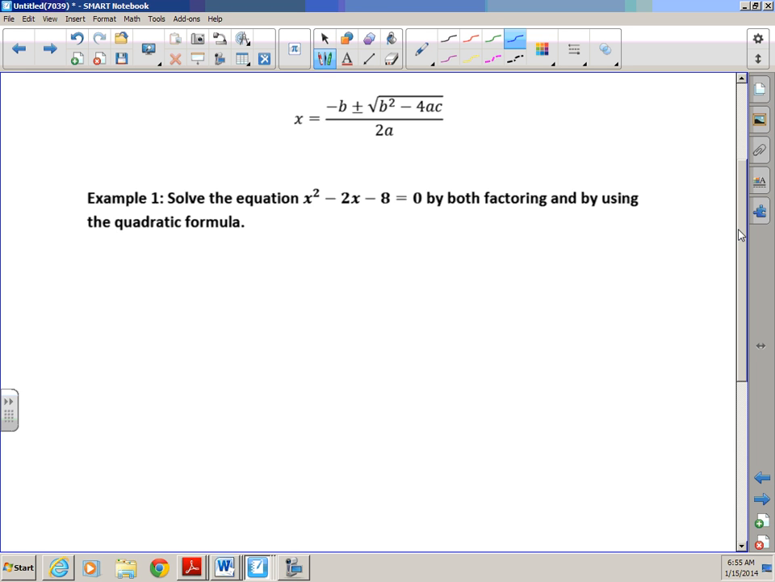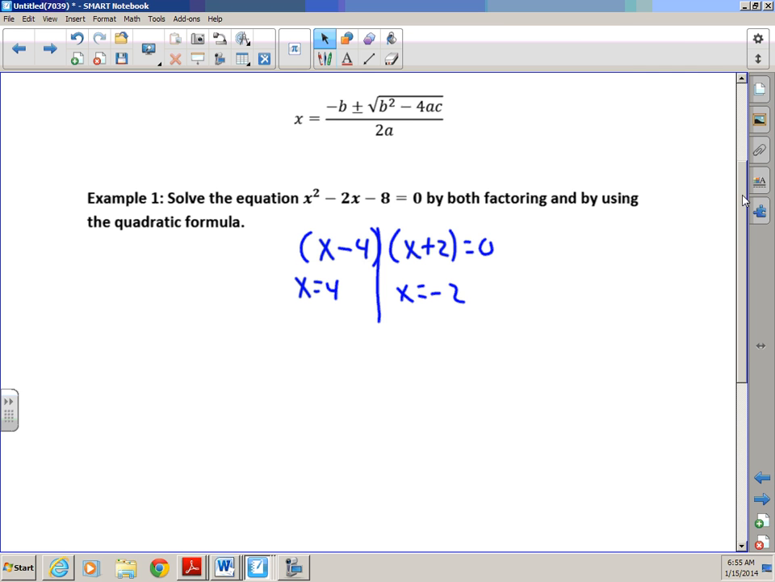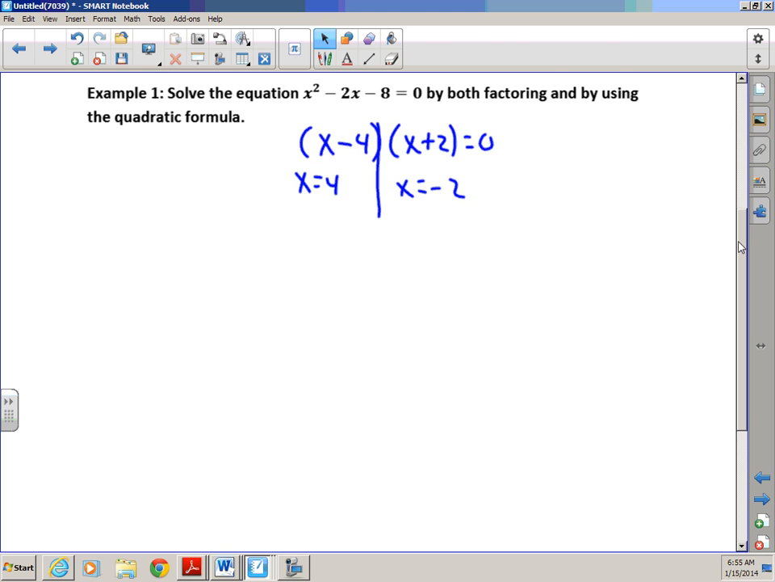So let's take a look at this equation. And if I were to solve it by using factoring, well, hopefully you would see I'd get x minus 4 times x plus 2 equals 0. And so I get x is equal to 4 and x is equal to negative 2. Well, now let's look at how the quadratic formula works. And I'm doing it with this type of problem just so that you see how it works when everything works out nicely. A is 1, B is negative 2, C is negative 8.